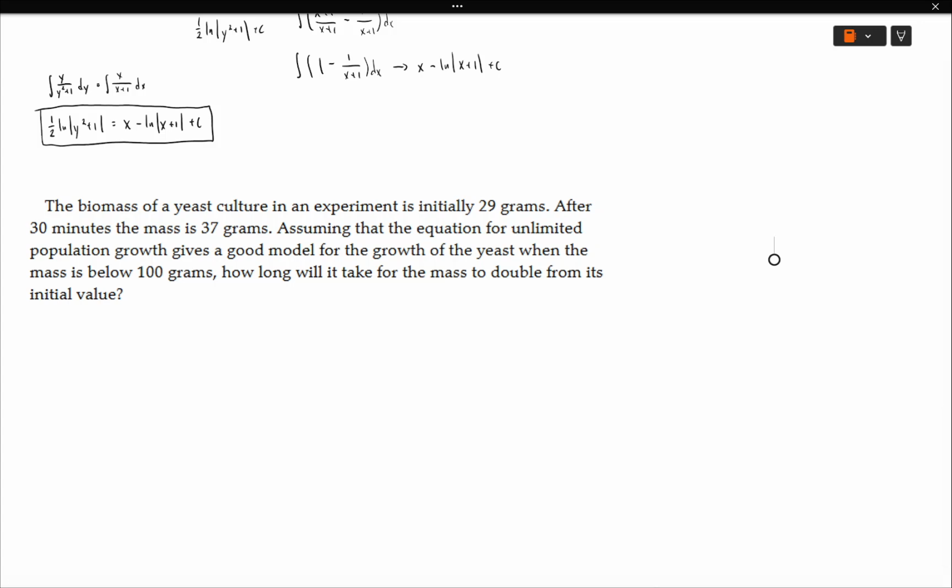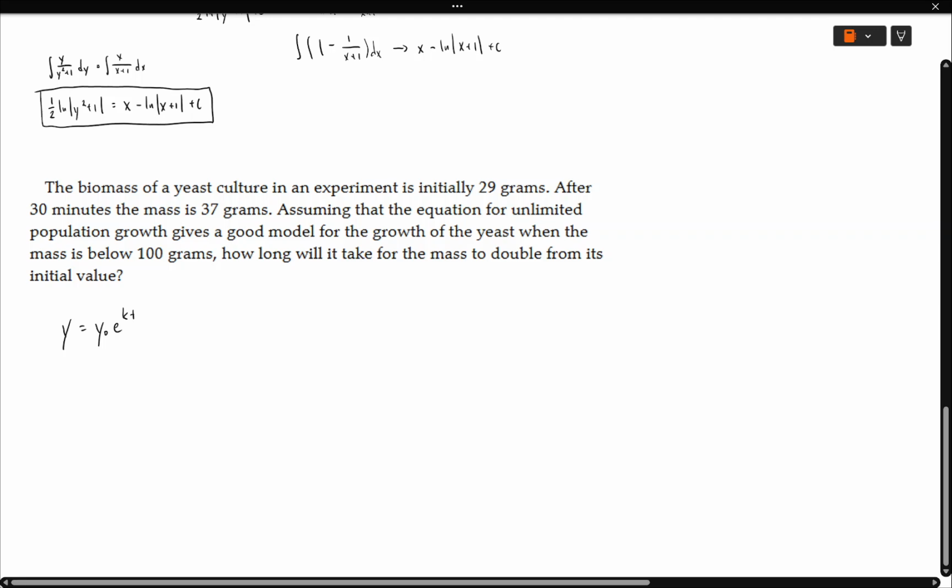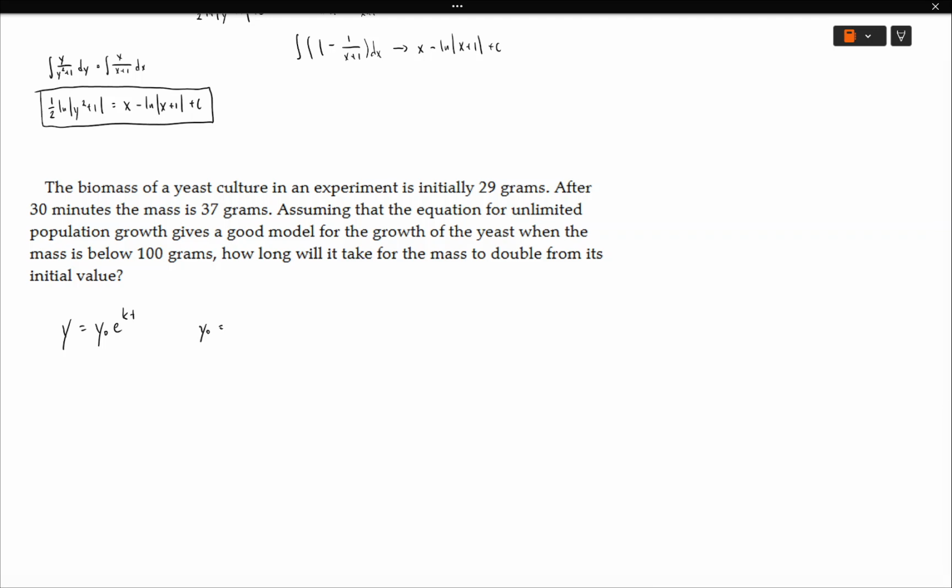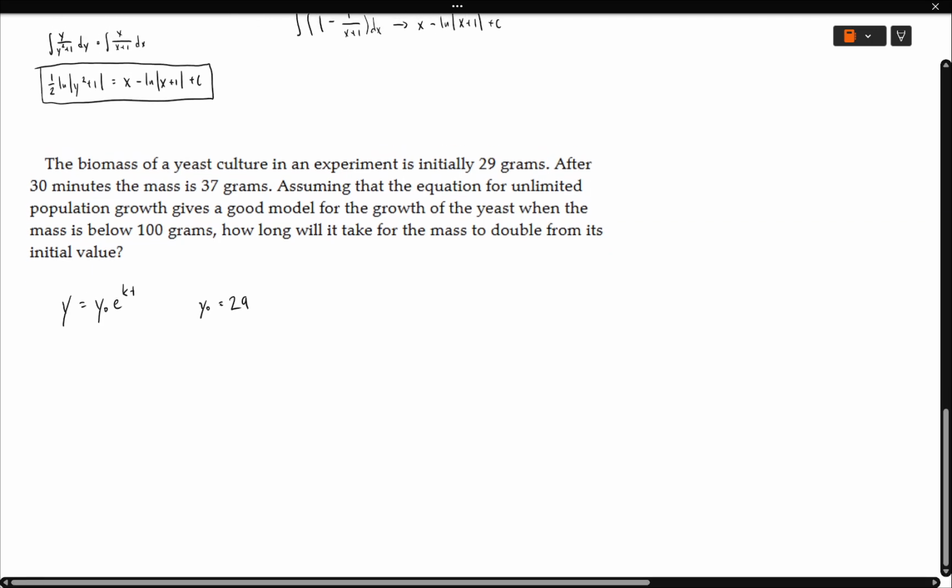Okay, so we are going to use the equation y equals y naught e to the kt. Right now, we know that the yeast culture is initially 29 grams. That means that y naught is equal to 29, and that after 30 minutes, the mass is 37 grams. So we can use this information to calculate what k is.